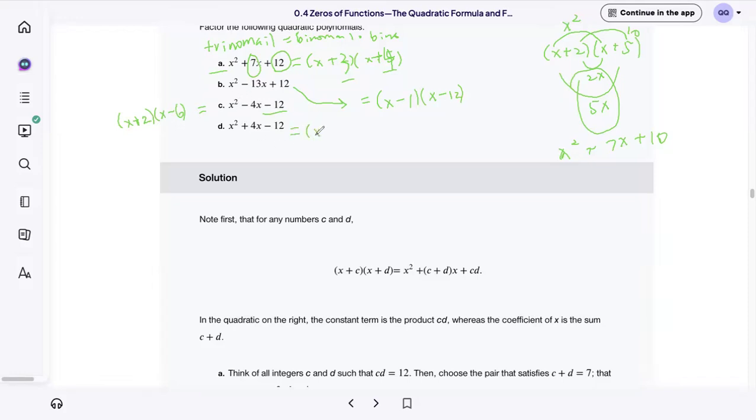So same thing, this should be x plus 6, x minus 2, right? Because 6 times negative 2, negative 12. 6 minus 2, that's positive 4. So that's how we do the factoring.